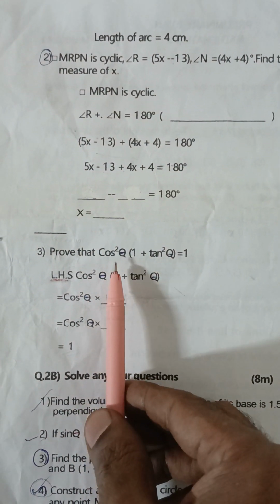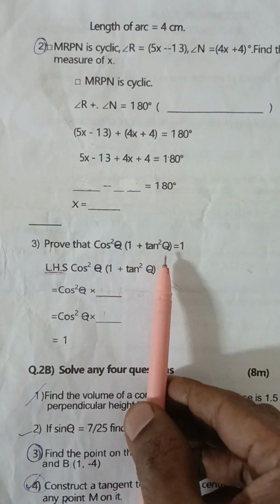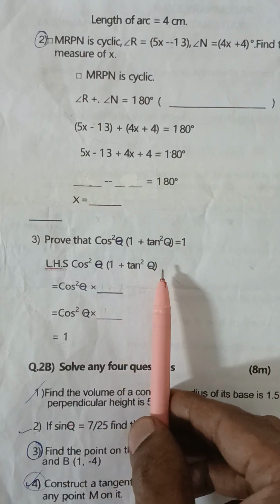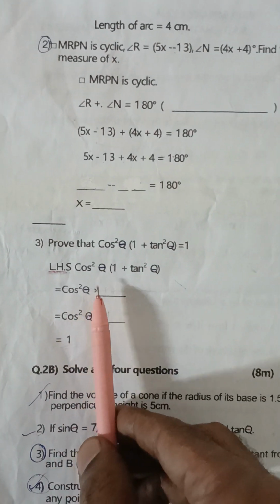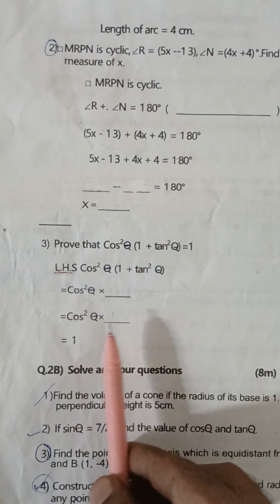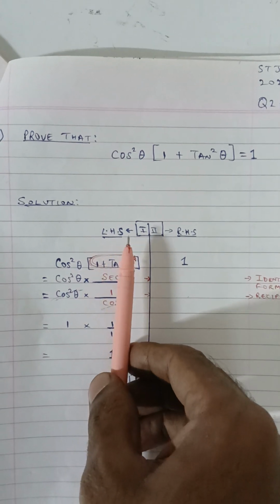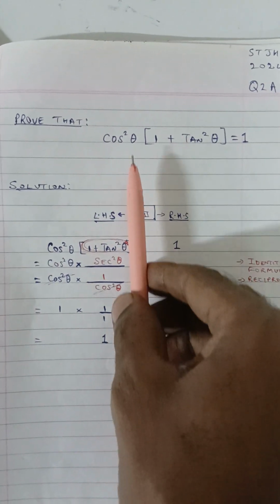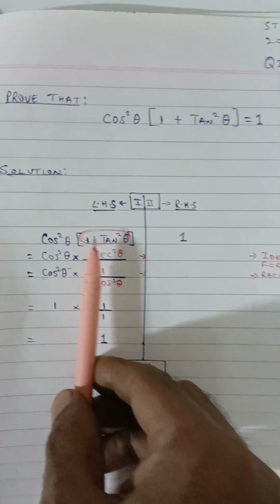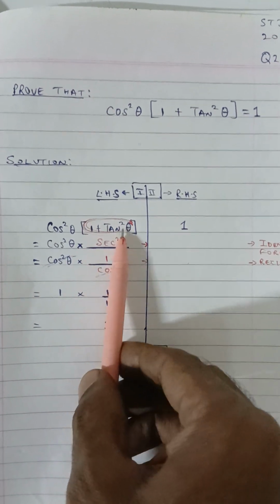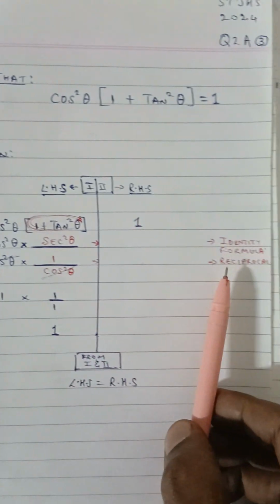Prove that cos square theta into 1 plus tan square theta is equal to 1. Left hand side: cos square theta into 1 plus tan square theta, which is equal to 1. First of all, we will take the left hand side and right hand side. Cos square theta into 1 plus tan square theta on my left hand side and equal to 1 on my right hand side. 1 plus tan square theta is sec square theta. That's the identity formula.